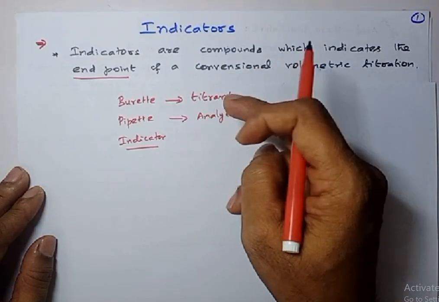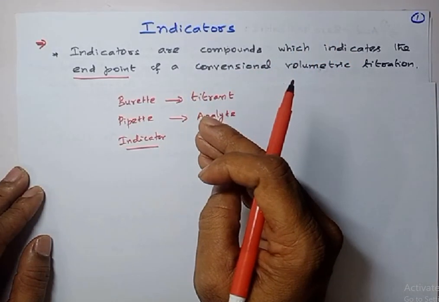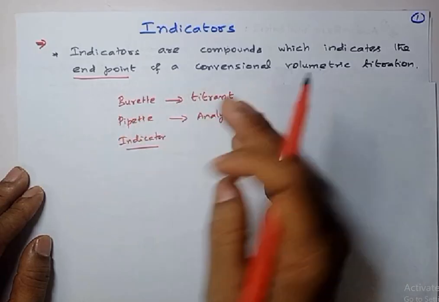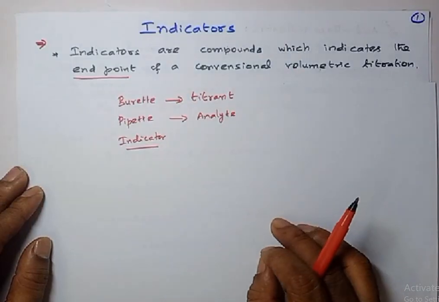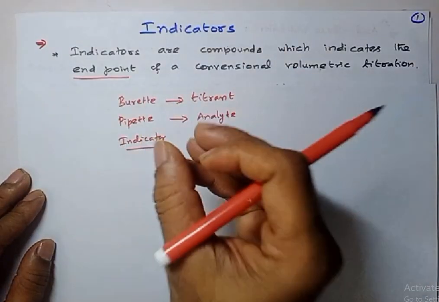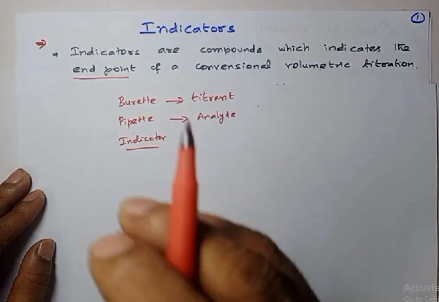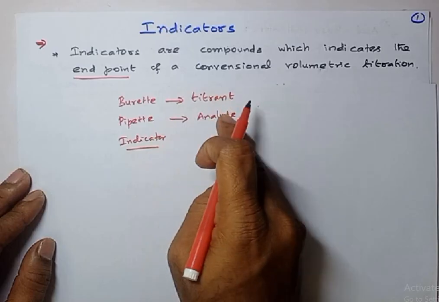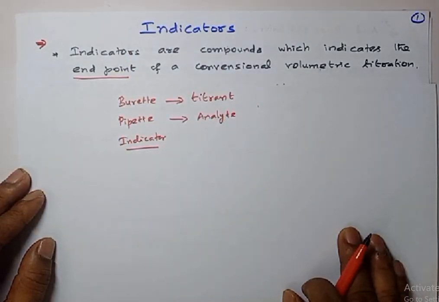If you add the titrant to the analyte, at the end point the indicator changes the color so that we can find the end point of the titration. This is called volumetric titration. We'll take a burette, a pipette, a normal conical flask, and we'll add indicator to the analyte, and we'll titrate. This is called conventional volumetric titration.